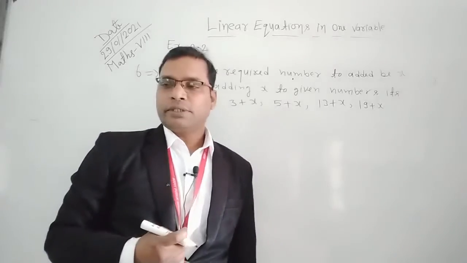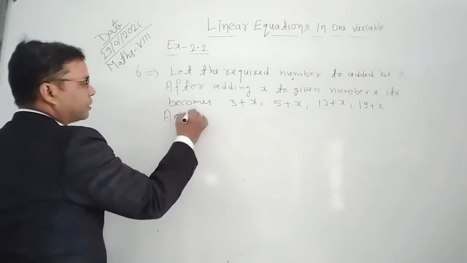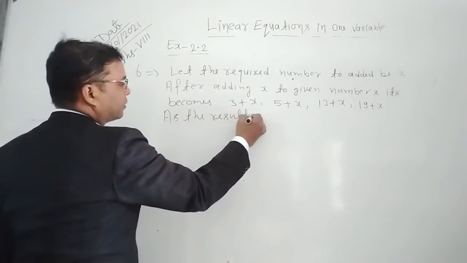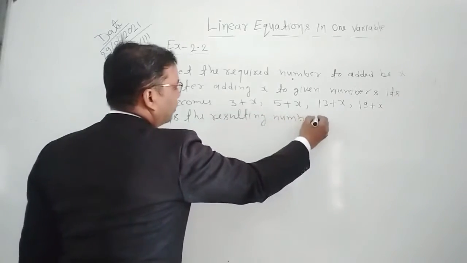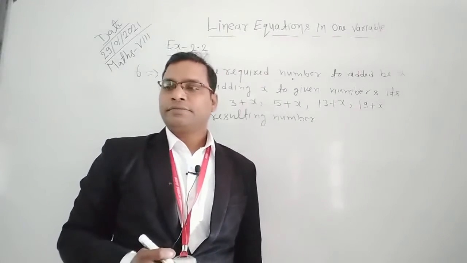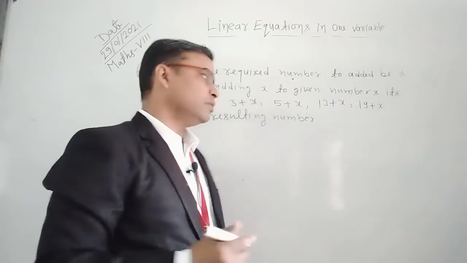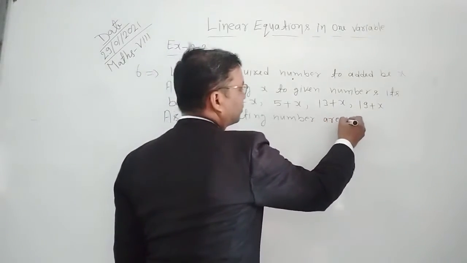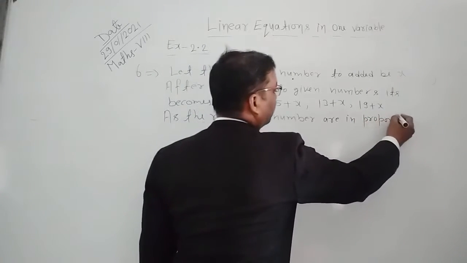Here 3 plus x, 5 plus x, 13 plus x, 19 plus x are in proportion, as the resulting numbers are in proportion.